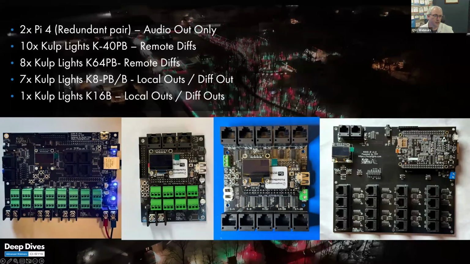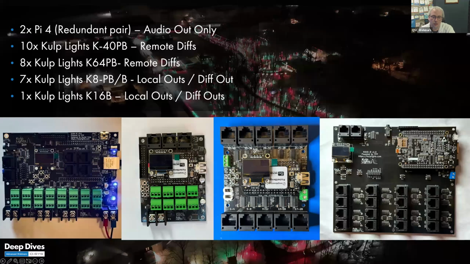This is what we have a lot of. This is the Culp K64. So we have 8 of these. We also have 10 K40s. So the 40 porter, and then we're transitioning to 64 porters. So we would have actually added more controllers this year, but instead we've gone for higher density.